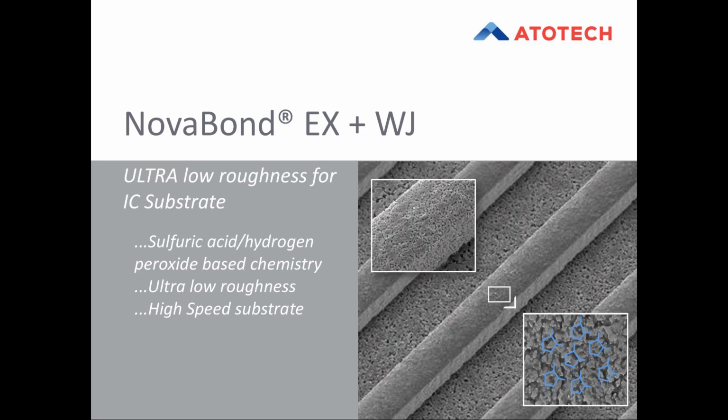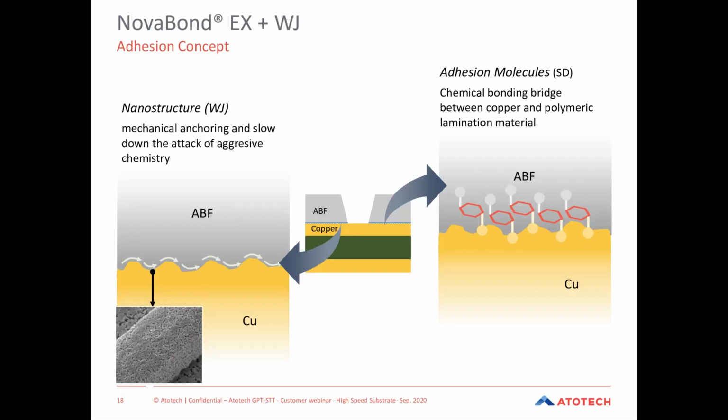It is based on sulfuric acid hydrogen peroxide chemistry. The target is very ultra low roughness for the high-speed substrate, but we still need to maintain good peel strength and the other performances. Again, the concept is to bring together the two best concepts, mechanical anchoring and chemical adhesion by chemical bonding, by introducing the adhesion molecule.